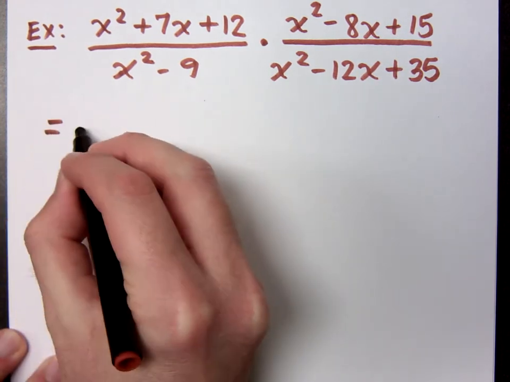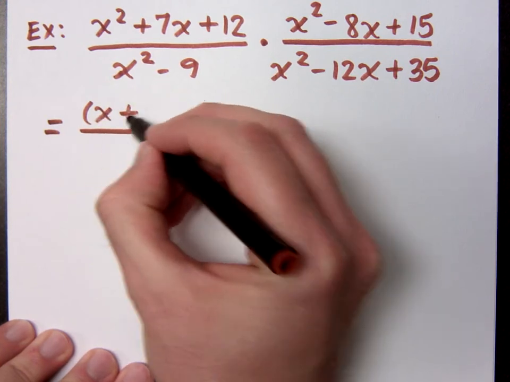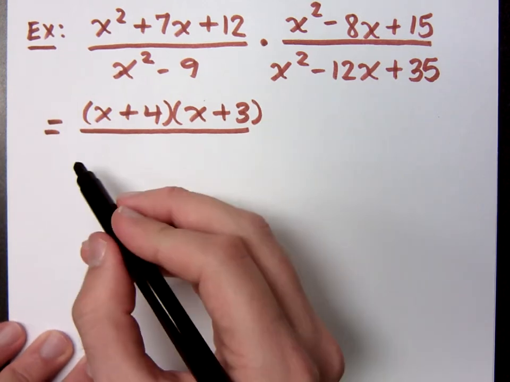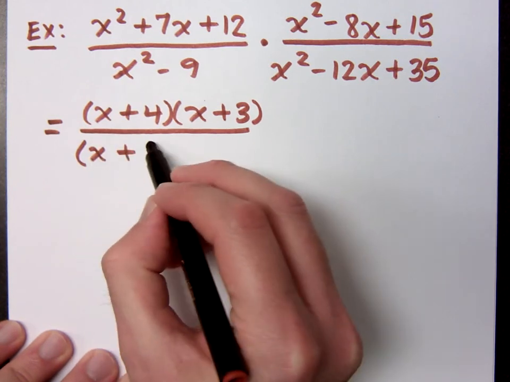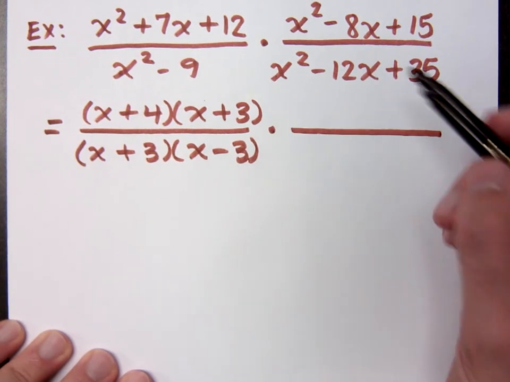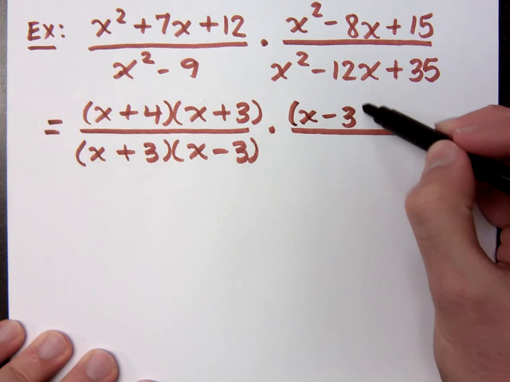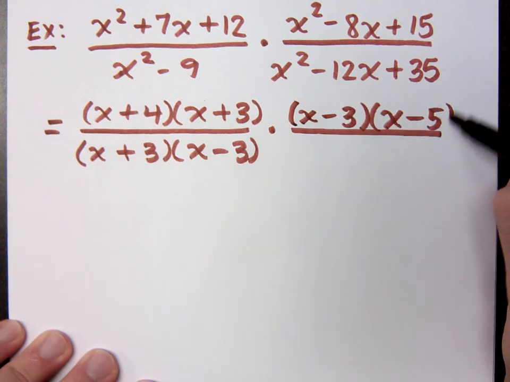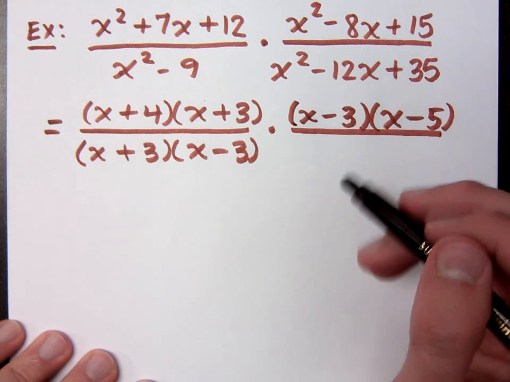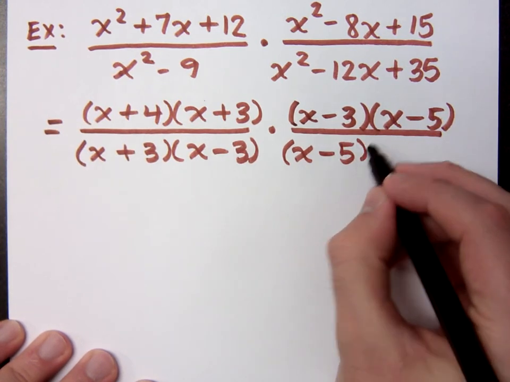Now look at this. If I ask you to factor this numerator, how does it factor? x plus 4, x plus 3. Do y'all agree? How about that denominator, x squared minus 9? x plus 3, x minus 3. It's the difference of squares. Times what? x minus 3 times x minus 5. In this denominator, you have to multiply to get 35 and add to get 12, so what are you going to use? 7 and 5. So the factors are x plus 5, x plus 7.